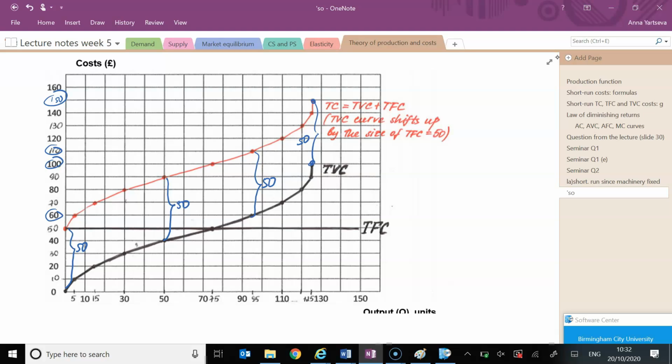What you will also need to remember are the shapes of other cost curves: average cost, average variable cost, average fixed cost, and marginal cost. These are separate cost curves. All of them will have a U shape, apart from average fixed cost, which is always downward sloping. The only cost curve which is always downward sloping. This is what you'll need to memorize.